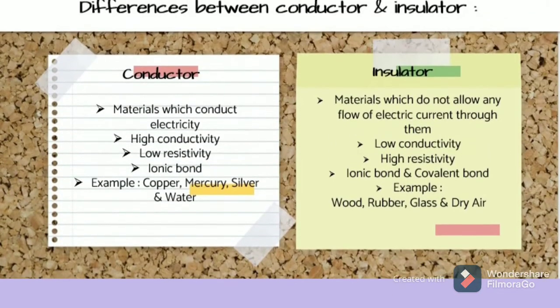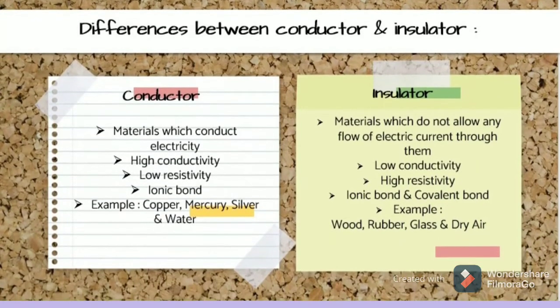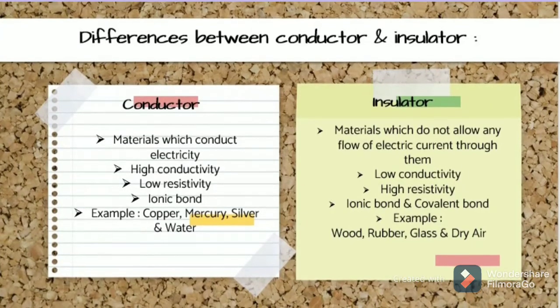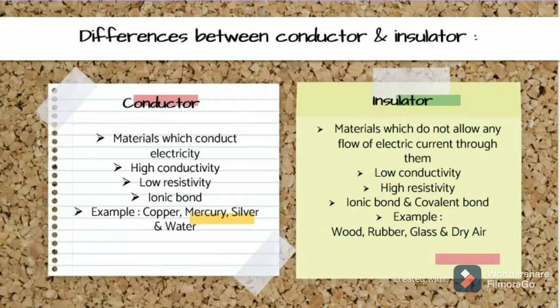So now I'm gonna tell you about the differences between conductor and insulator. Conductor is a material which conducts electricity. It has high conductivity and low resistivity. The bond between the atoms is ionic bond. The examples are copper, mercury, silver, and water.